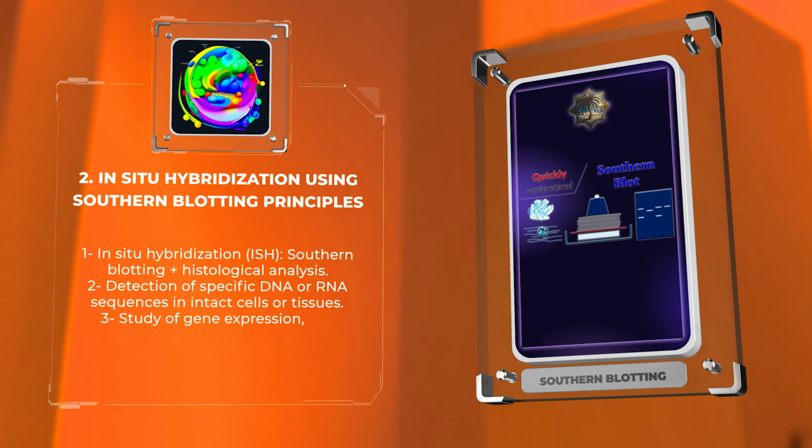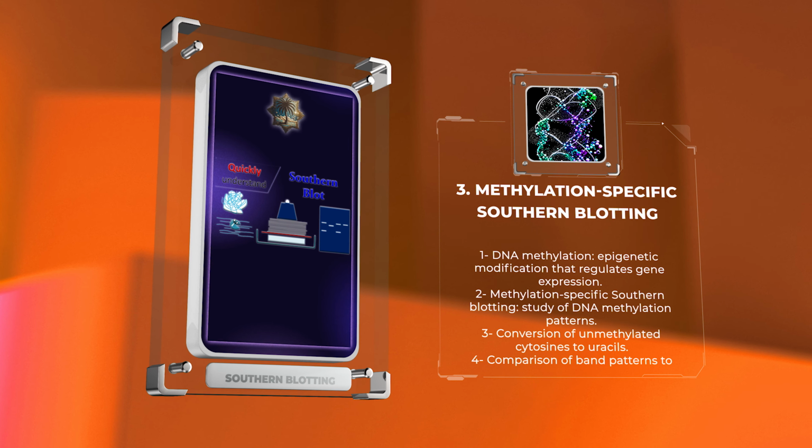In summary, DNA methylation is an important epigenetic modification that regulates gene expression. Methylation-specific Southern blotting is a technique used to study DNA methylation patterns by converting unmethylated cytosines to uracils and comparing band patterns to determine methylation status.